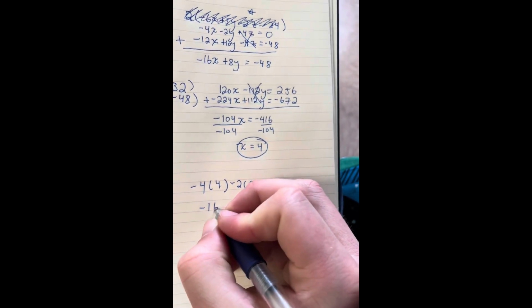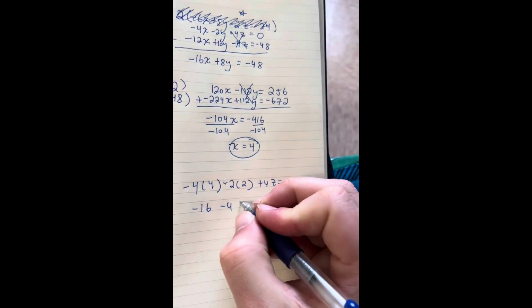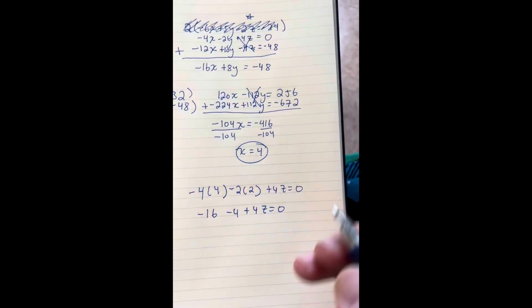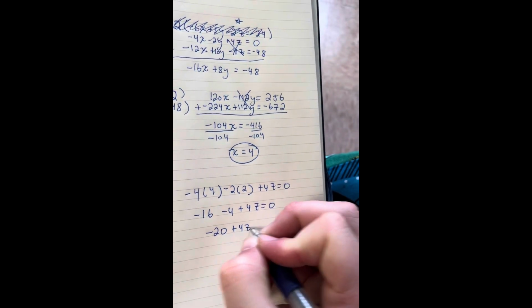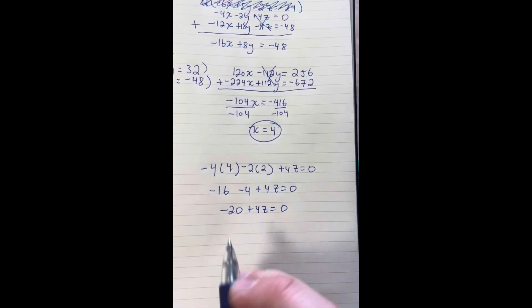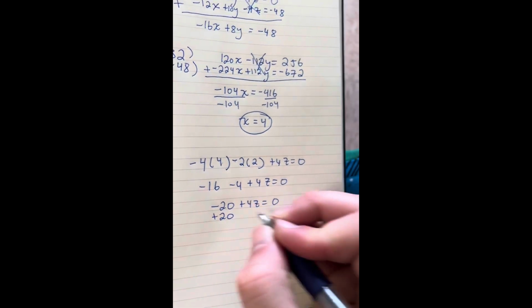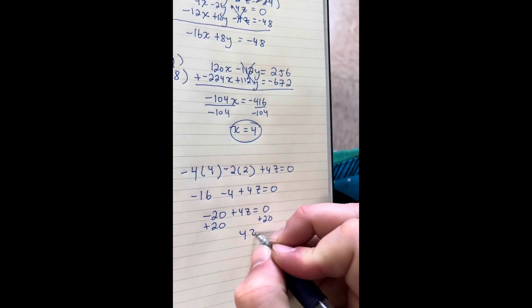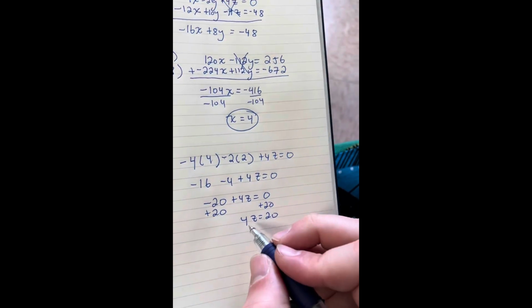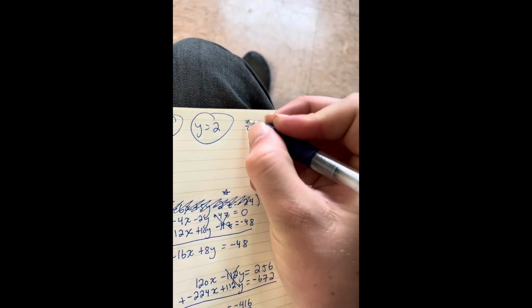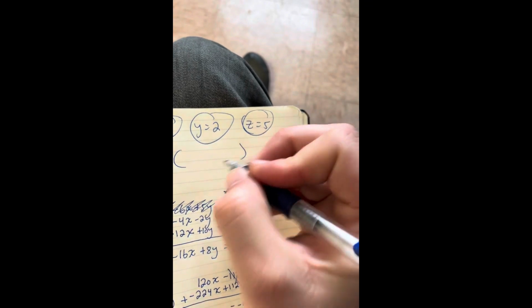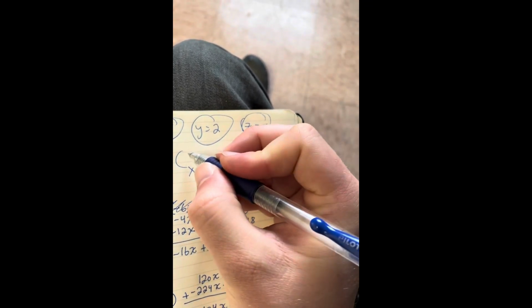Now we're going to solve this. Negative 4 times 4 is negative 16. Negative 2 times 2 is negative 4. We haven't touched plus 4z equals 0. Negative 16 minus 4 is negative 20. Since they're already on the left side, we can combine them. To get z alone, we'll first add the 20 to get 4z equals 20. And then we will divide each side by that 4, and we'll get z equals 5. Usually, your final answer needs to be x, comma, y, comma, z. So it would be 4, comma, 2, comma, 5 on this problem.